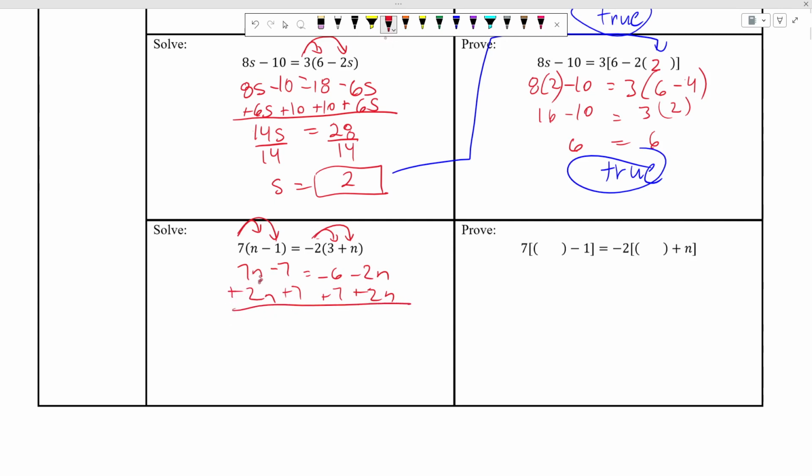Okay, let's see, 7n plus 2n equals 9n. This becomes a 0. Minus 6 plus 7, that becomes a 1. And this becomes a 0. So now I have 9 multiplied by n. Divide by 9, n equals 1/9. Phenomenal. Well, is it phenomenal? I don't know. I won't know if it's really phenomenal, guys, until we prove it.